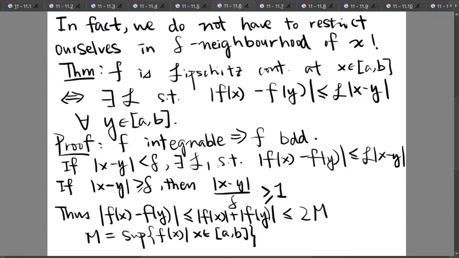So this is not the issue we want to solve. We want to know that if y lies outside the delta neighborhood of x, will the same property hold? And from this observation, we know that the absolute value of x minus y over delta is greater than or equal to 1. And if we apply the triangle inequality, we know that the absolute value of f(x) minus f(y) is smaller than or equal to the absolute value of f(x) plus the absolute value of f(y), which is smaller than or equal to 2M, where M is the supremum of the absolute value of f(x), where x lies inside (a,b).